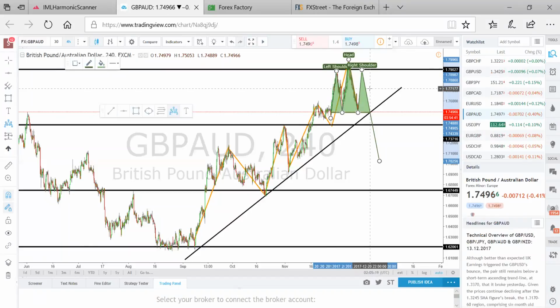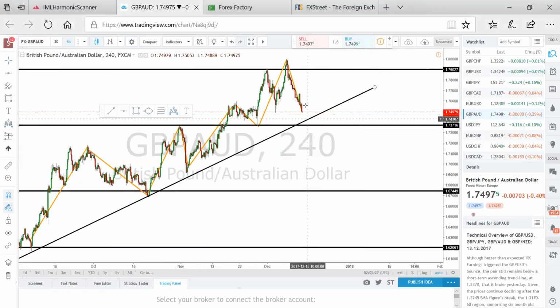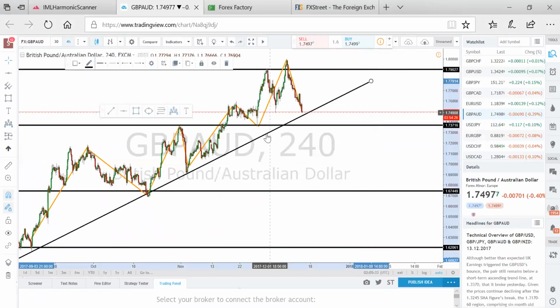So for GBP AUD, guys, let me take this off. There's a possibility that price could come. Something tells me that it will touch this trend line. I feel like it will touch this trend line and go back up. And if it touches here, you could take a sell.